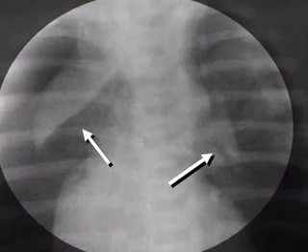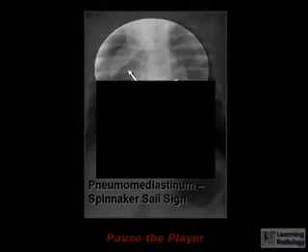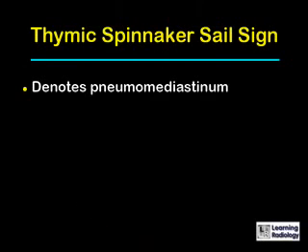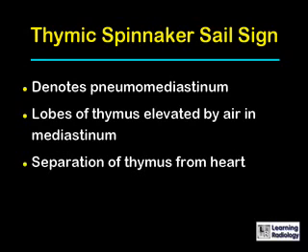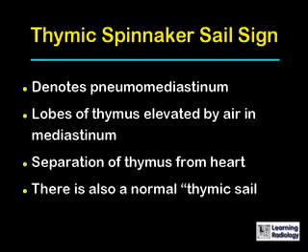You can see that the right and left lobe of the thymus gland have been lifted up off of the heart, the white arrows are pointing to them, by air in the mediastinum. The thymic Spinnaker sail sign denotes the presence of a pneumomediastinum. The lobes of the thymus are elevated by air in the mediastinum and are separated from the heart by that air. There is also a normal thymic sail sign, which can be confusing.